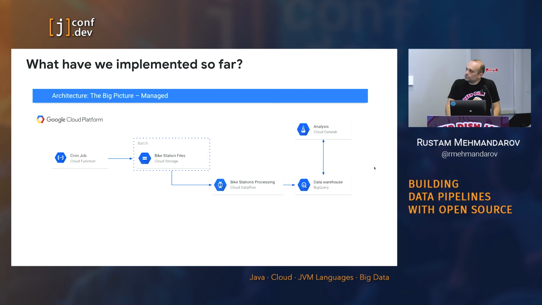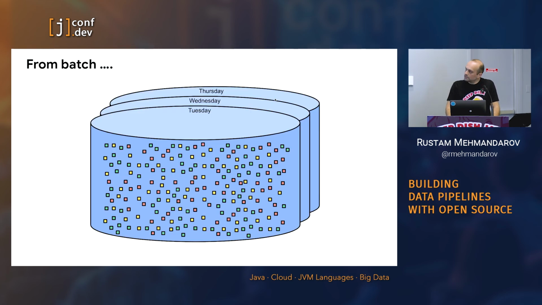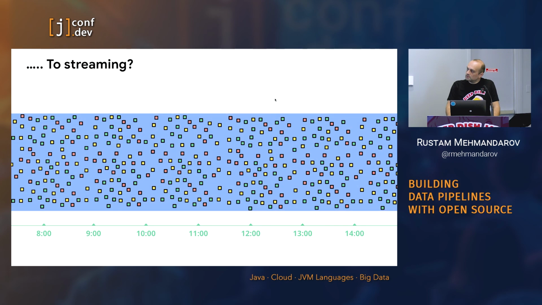And this is what we implemented so far, right? We have batch processing, and then we put it into a data warehouse, and then you can actually get something out of it. I also have a set of slides on how we go from batch to streams. But I'm not going to talk too much about it, because we don't have much time. We're starting a bit late.